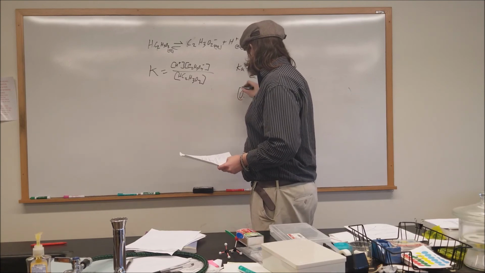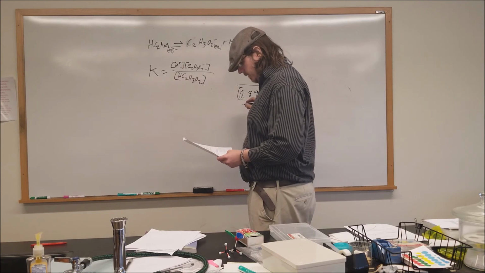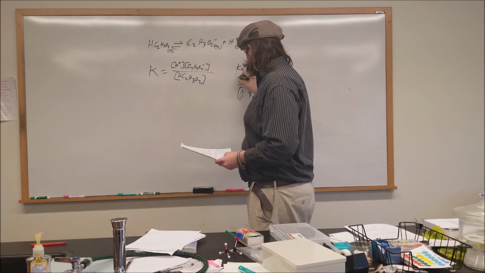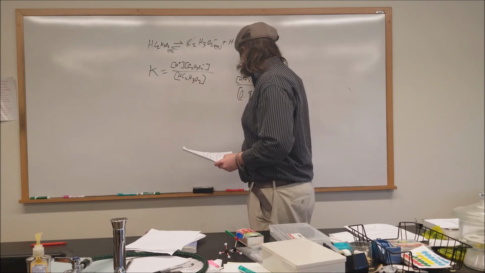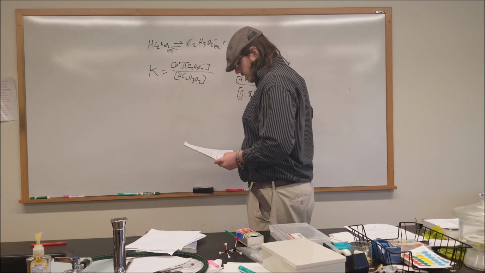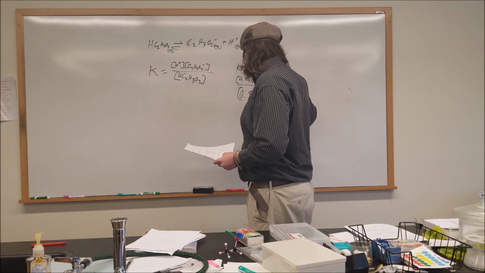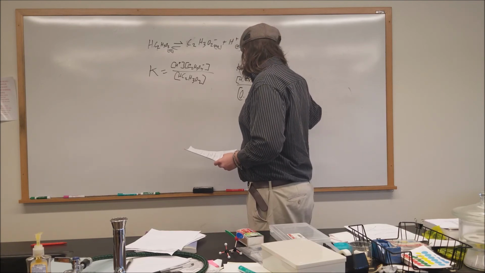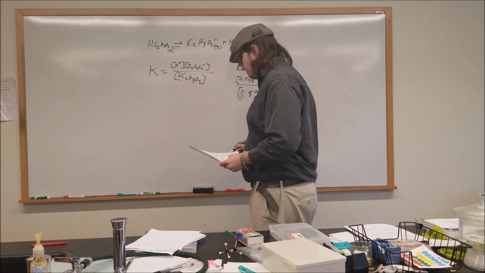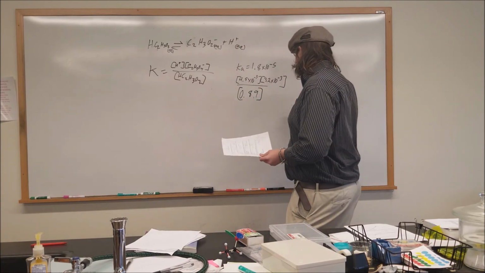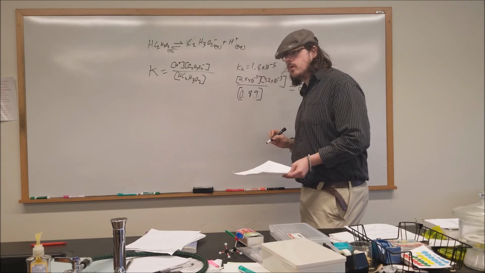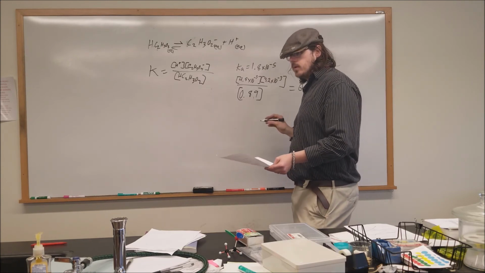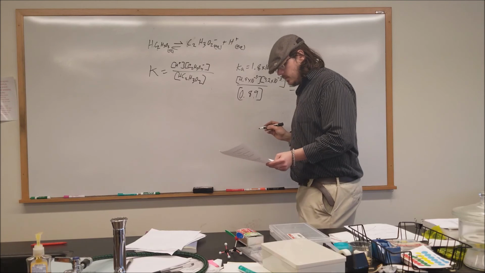We're told that the concentration of acid is 4.5 times 10 to the negative third, and the concentration of acetate is 3.2 times 10 to the negative third. We need to plug that in. Because this is not necessarily at equilibrium, we are solving for Q. What is Q? Then we can compare that to K.